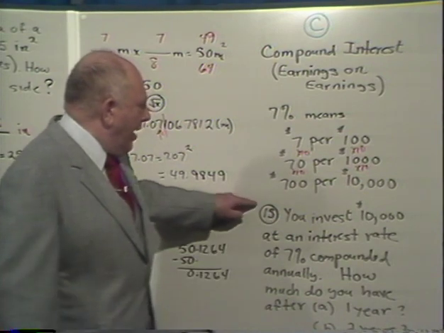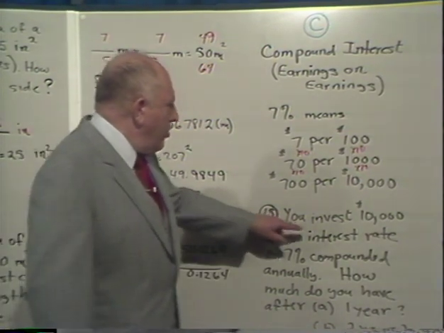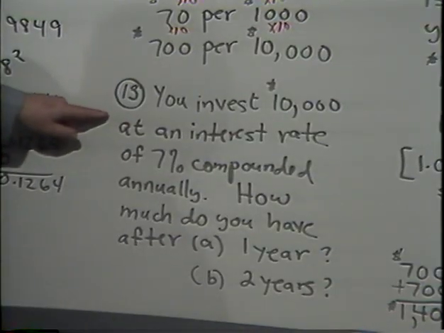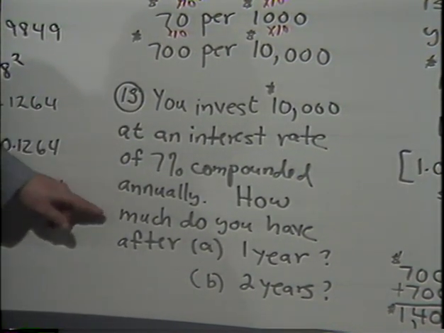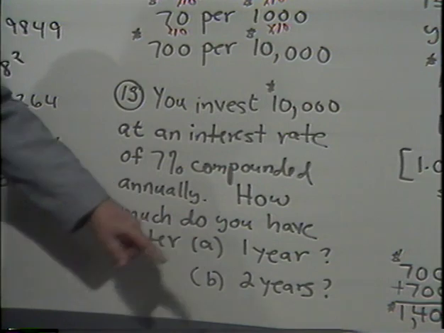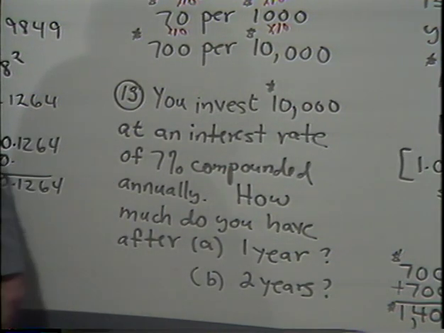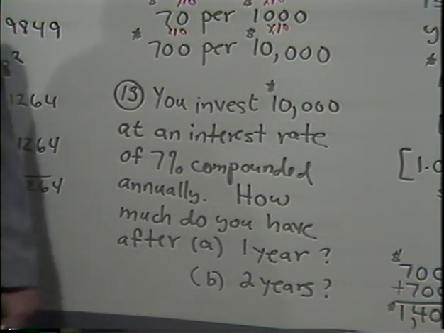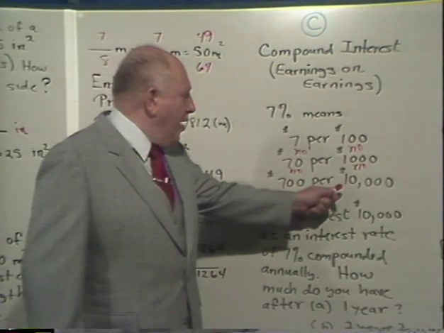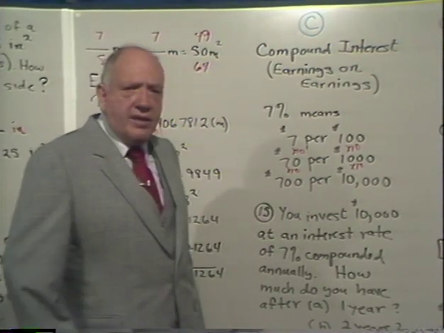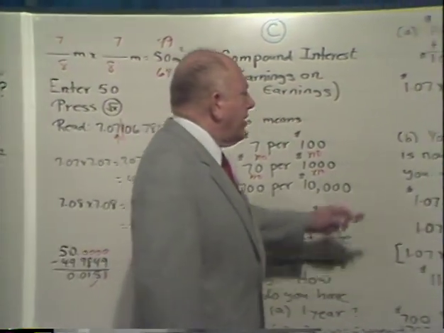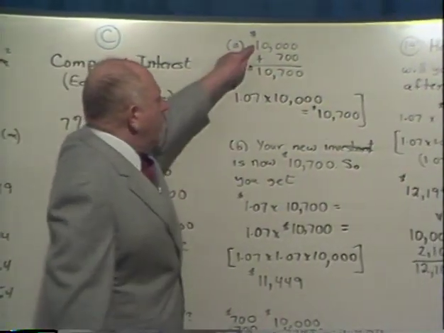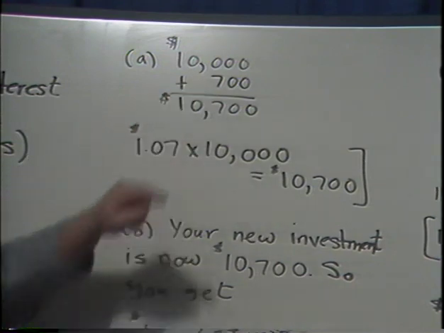So here's where compound interest comes in. I say you invest $10,000 at an interest rate of 7% compounded annually. How much money do you have, A, after 1 year, B, after 2 years? A is a very easy problem. We just did it. We just said over here that if you have $10,000 in the bank at 7% interest, you're going to make $700. So what does that mean? It means at the end of 1 year, you have your original $10,000 plus another $700.